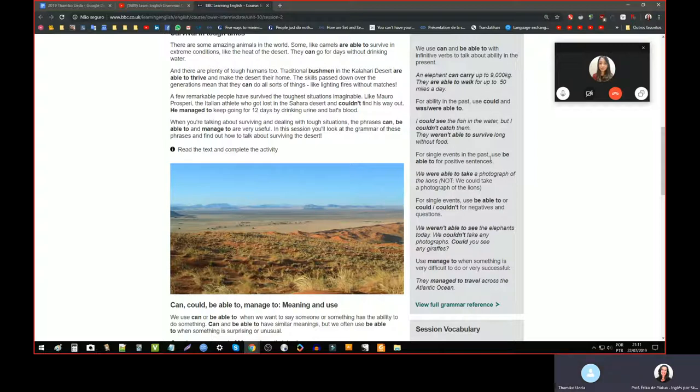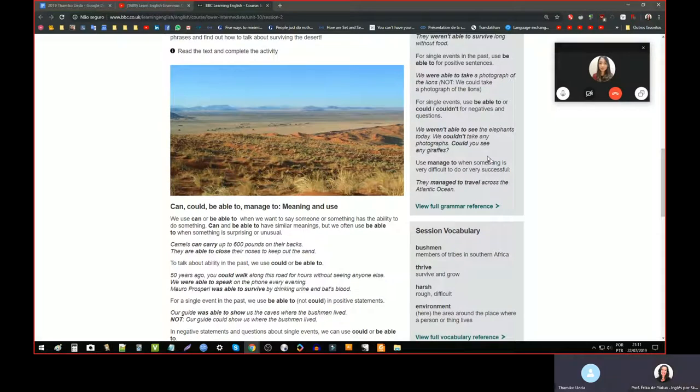And manage to, because I've always seen this word, but I think I couldn't use it when I was making a phrase. Manage to, it's for something difficult and very successful. I've never thought about it. I think it's also used with a single event. Something difficult, and then you manage to do it.